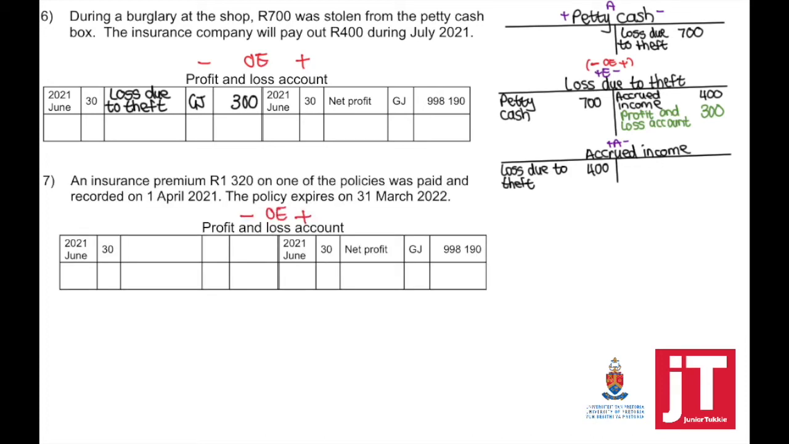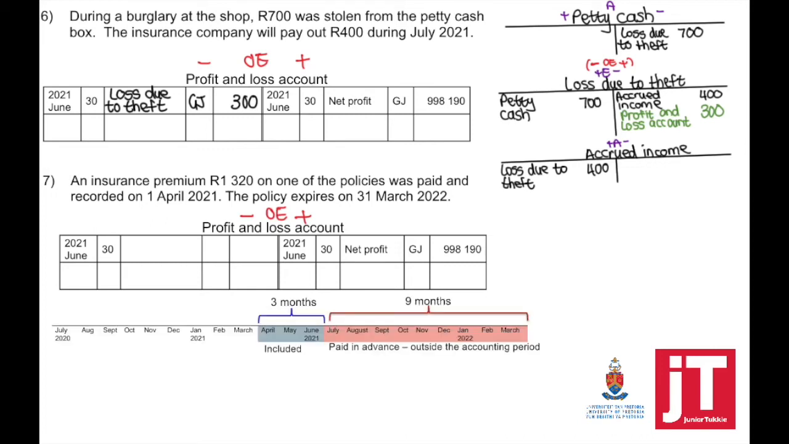Adjustment number 7. An insurance premium, 1,320, on one of the policies was paid and recorded on the 1st of April 2021. The policy expires on 31 March 2022. So if I look at my accounting period, it ends June 2021. Anything outside of that period must be taken out. So what should be included is only from April until June.